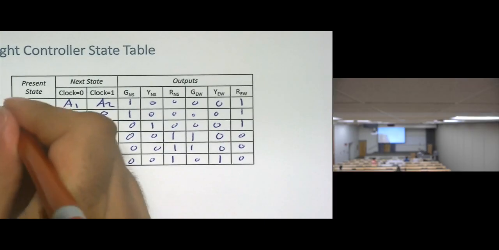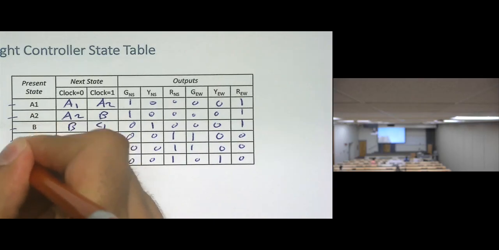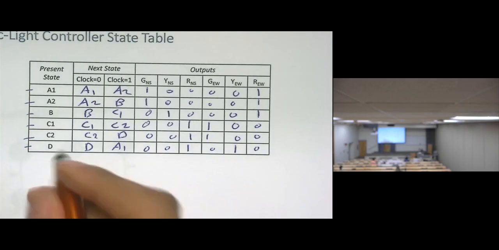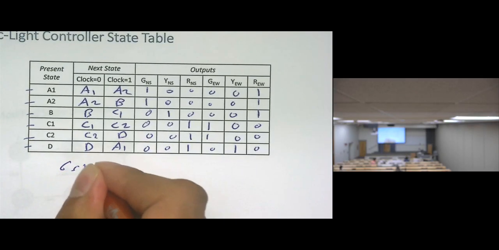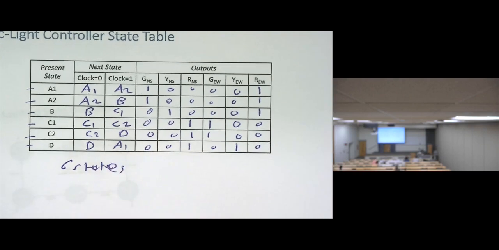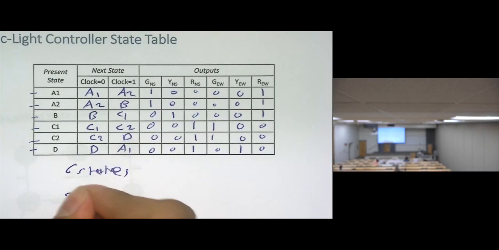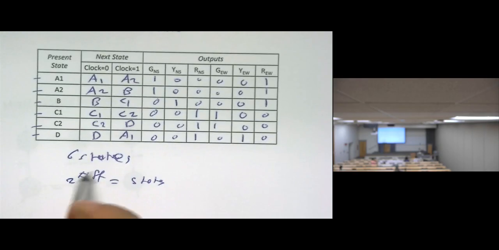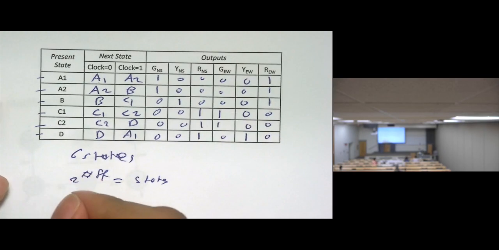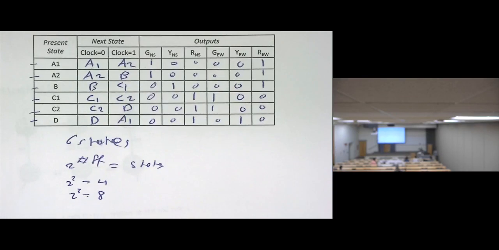How many states do we have? 1, 2, 3, 4, 5, 6. 6 states. And let's recall, 2 power number of flip-flops will equal the number of states. Is there anything 2 power something equal to 6? No, there is nothing. So how about 2 power 2, which equals 4? 2 power 3 equals 8. So what should I use?